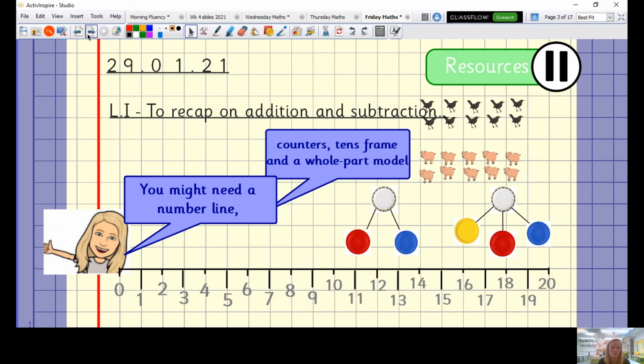Like I've said, it's a bit of a recap lesson. So get the resource that you prefer. You could get more than one resource ready, that might be useful. But I have a feeling that most of you have a preferred option, so I would get that one.